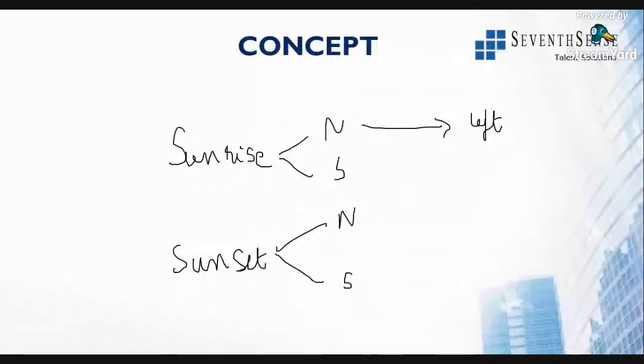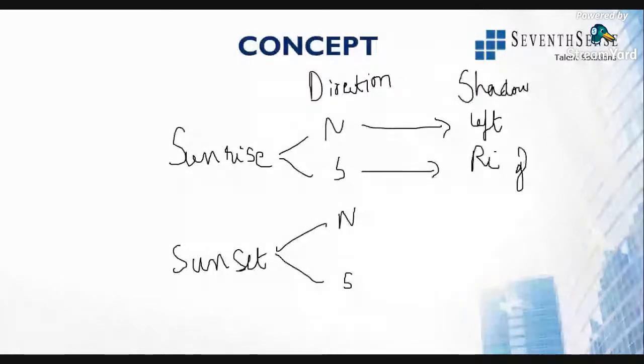If you are looking at the north direction, this is the direction, and this is the shadow. Which side is it falling? If it is south, then it is the right side, so it will be west. At sunrise, the shadow falls in the west direction.